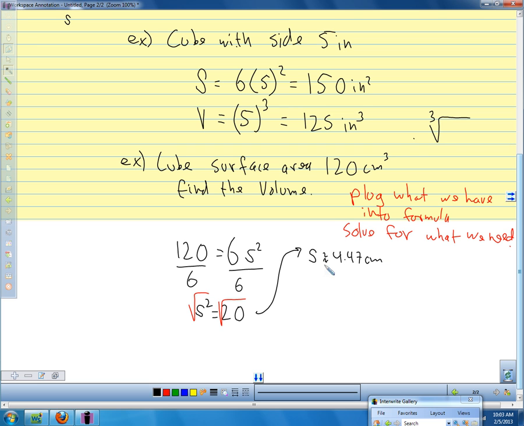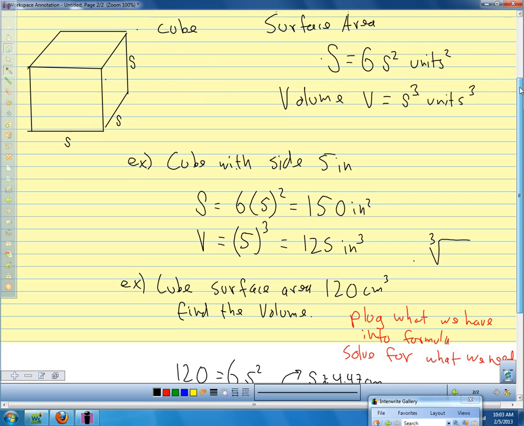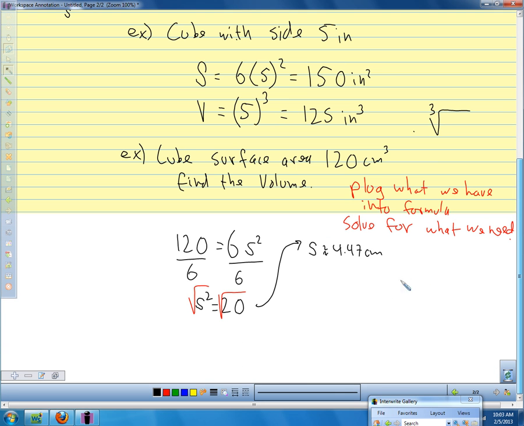And then I can plug the side length into my volume formula and find the volume. So the volume is going to be 4.47 cubed, and I plug that into my calculator, and I get about 89.3. And it's going to be centimeters cubed, and this should be centimeters squared for my surface area.